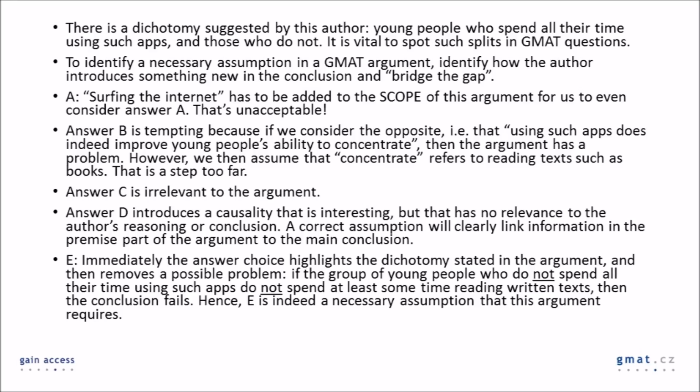So A's out. Answer B is tempting because if we consider the opposite, i.e. that using such apps does indeed improve young people's ability to concentrate, then the argument has a problem. However, we then assume that concentrate refers to reading texts such as books, and again, that's a step too far, so B is out. C is completely irrelevant, so let's move on to D.